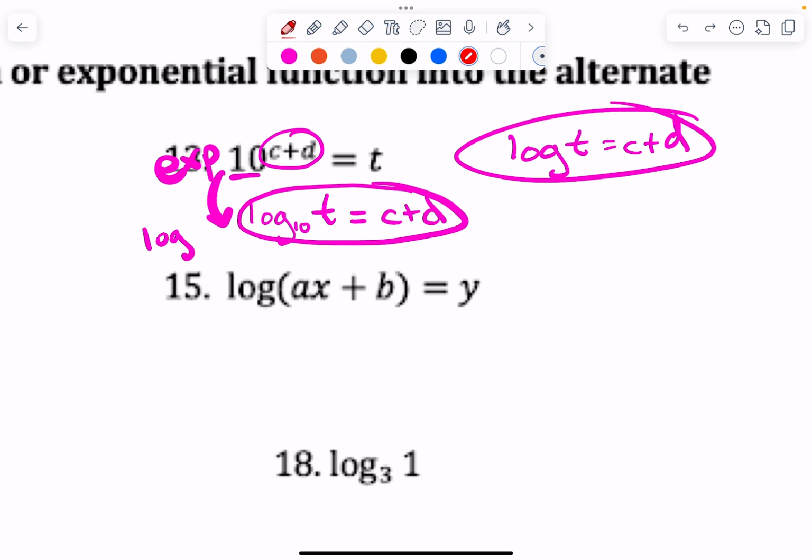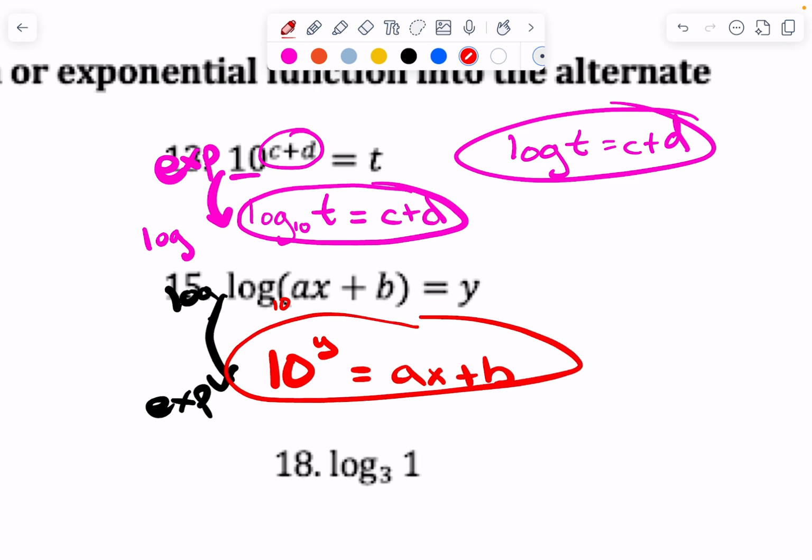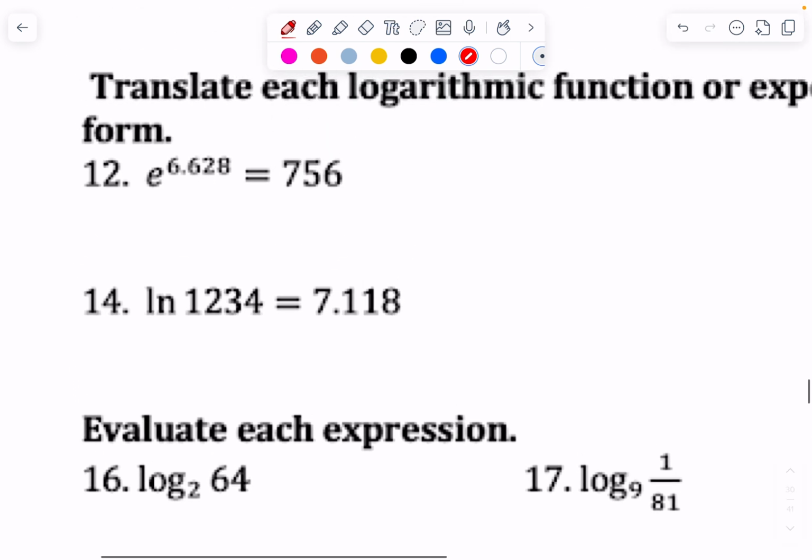All right, this one is in log land, so we want to switch him from a log to an exponential function. He doesn't have a base, but that means his base is 10. I'm going to put a 10 there, and this is going to say 10 to the y power equals ax plus b. And that's all they want you to do, just switch it to the alternate form. So you can do 12 and 14. Oh, wait, 12 and 14. Ooh, it's e's and ln's. So just remember that ln stands for log base e. If you need to rewrite him as that first, you sure can do that.